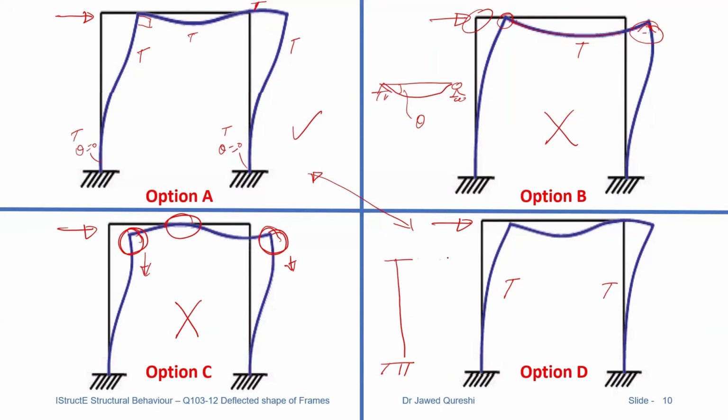So when you have two fixed ends, and if you're trying to move this fixed end towards right and something is fixed over here, then the curvature should always be a double curvature. It means that you should have tension on this side and tension towards left. Here it's not happening. So for this reason, option D is incorrect as well. So our correct option is option A.